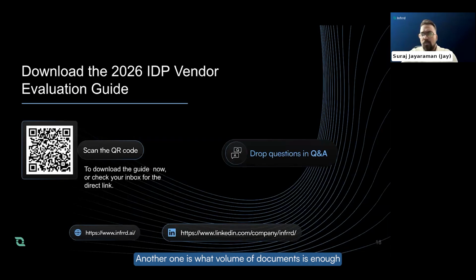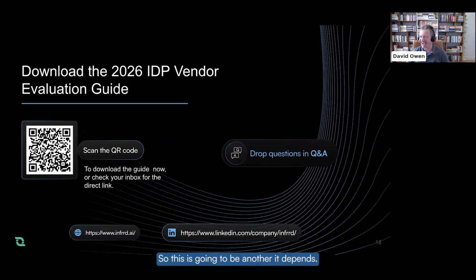All right. Another one is what volume of documents is enough to be statistically meaningful in a POC? Yep. So this is going to be another, it depends. But I baseline against the document, the use case that's being evaluated for IDP. So, for instance, one last year, invoices, they do about 5 million invoices a year. And we did a POC with 100,000 documents in it. And the trigger is, is your sample representative of true volume and variability?